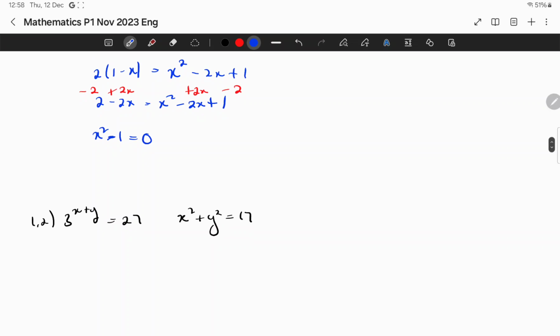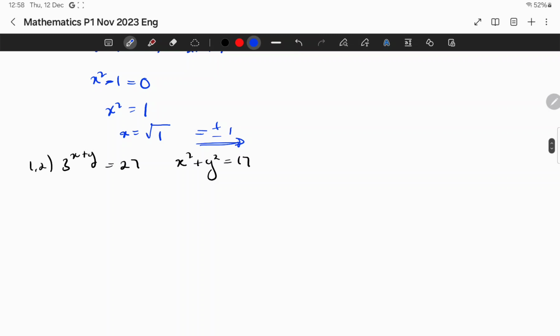What does that say then? This means that x squared is equal to 1. x is equal to the square root of 1, and we know that the square root of 1 can be positive or negative 1. This then is your answer. I'll end this video here and continue on the next one.